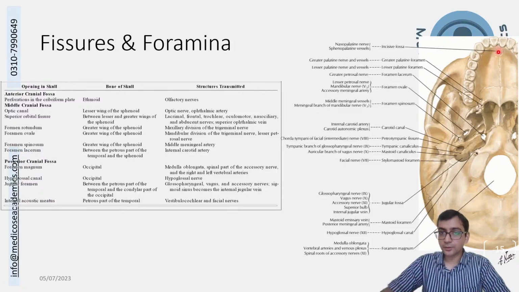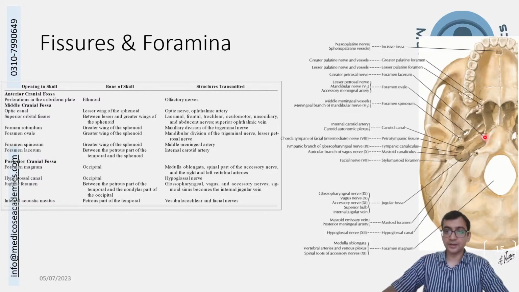The nerve that is passing through it has a totally different name, that is known as nasopalatine. The artery is sphenopalatine, the nerve is nasopalatine. Then there are the greater and lesser palatine foramina, and both have the same names. The structures contained have the same name: greater palatine nerve, artery, vein, and lesser palatine nerve, artery, vein.